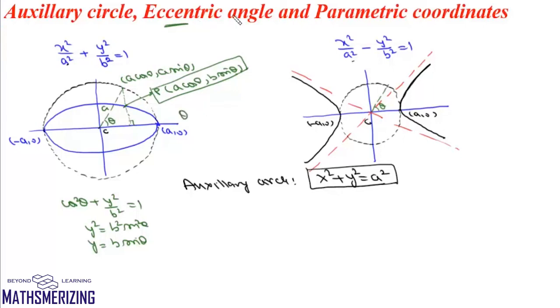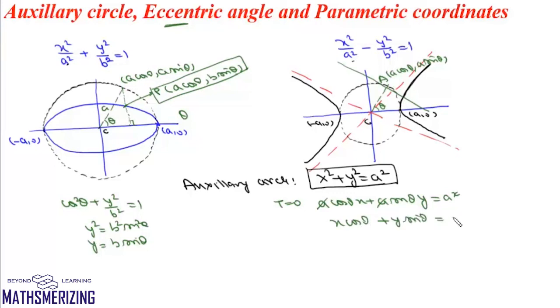Now in case of a hyperbola, what we'll do is draw a tangent at this point. So this point is say a, and again its coordinate is a cos theta and a sin theta. So we'll draw a tangent. Now we know that the equation of the tangent to any curve when the point lies on the curve is given by T equals 0. So if we take this point as a cos theta and a sin theta, we can write this equation as a cos theta x plus a sin theta y is equal to a square. So the equation of this tangent will be x cos theta plus y sin theta equals a.